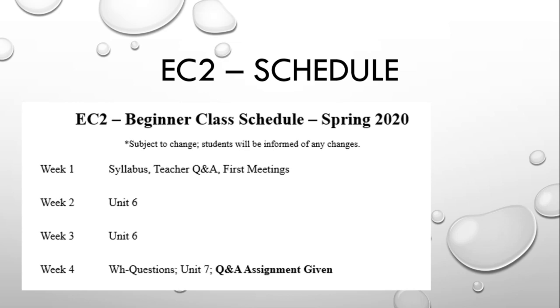So week 1, we're covering the syllabus, and we'll have a teacher Q&A and talk about first meetings. So that's this week. Week 2, we'll start Unit 6, and we will continue Unit 6 into Week 3. And then in Week 4, as I mentioned, will be the preparation for your assignment, right? So WH questions, possibly some of Unit 7, and then I will give you your Q&A assignment. Okay. If you'd like to see the full schedule, you can access the syllabus and schedule on Blackboard. I've uploaded that, and you can download it and check it out.